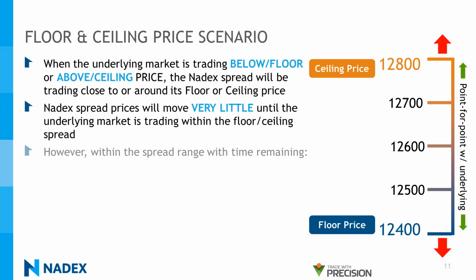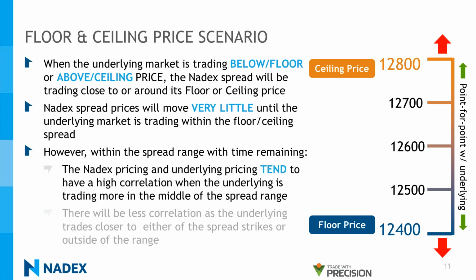Using that same example of the Wall Street 30 contract that we just looked at, we'll look at a pricing scenario here just to give you an idea of how the contract values move and ebb and flow. So when the underlying market is trading outside of the spread range, the contract will be valued close to or around its floor or ceiling price. So you have to account for some time value in there, depending upon the time left until expiration.